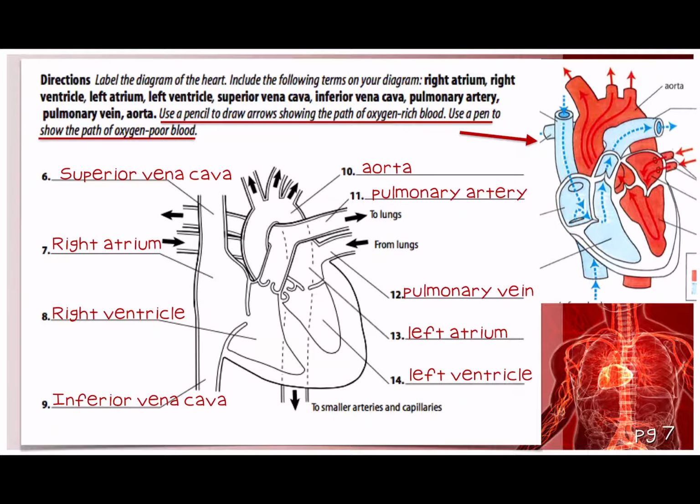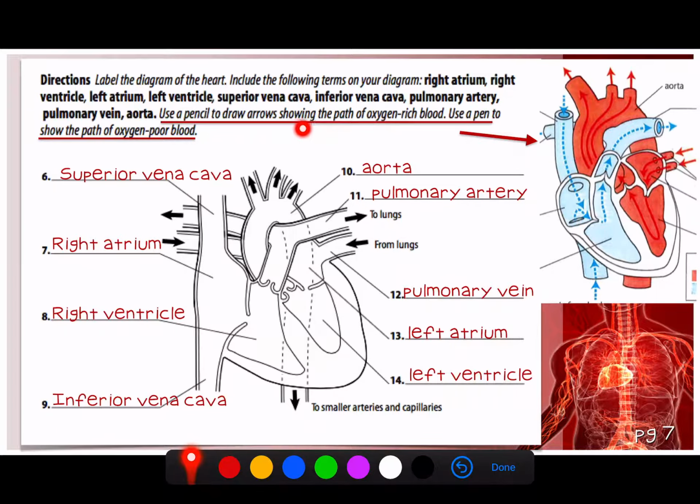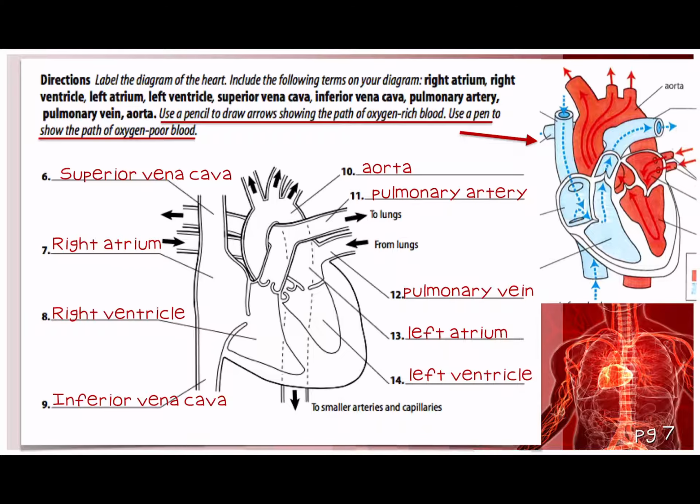And again, pause to grade the rest of page 7. Notice, and I'm sure you all saw this because you're reading directions very carefully now, you were to use a pencil to draw arrows showing the path of oxygen-rich blood. So here is the path of oxygen-rich blood. And then a pen, or just another color, to show the path of oxygen-poor blood, which is here to here. And then you can see the labels.